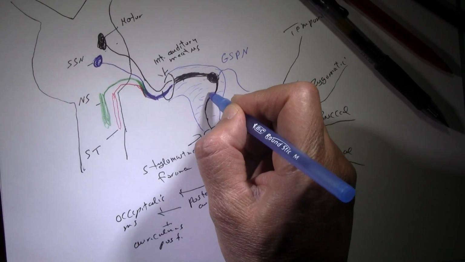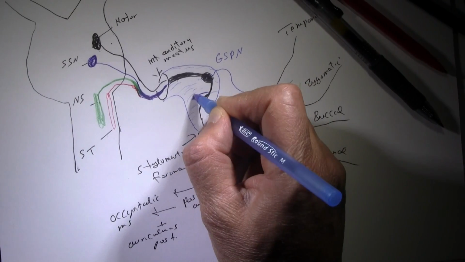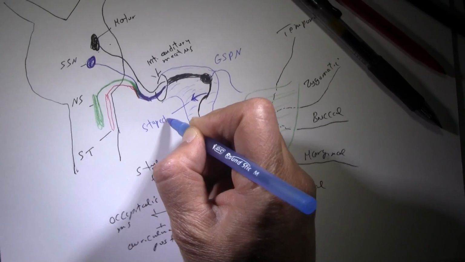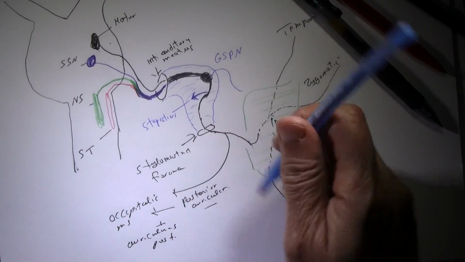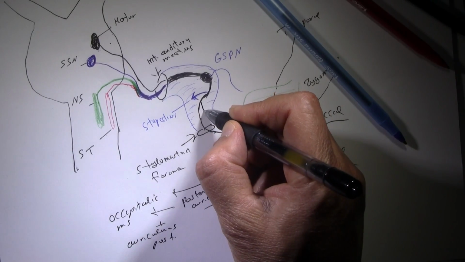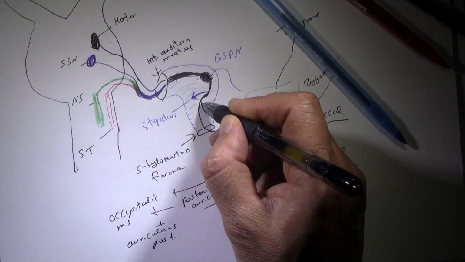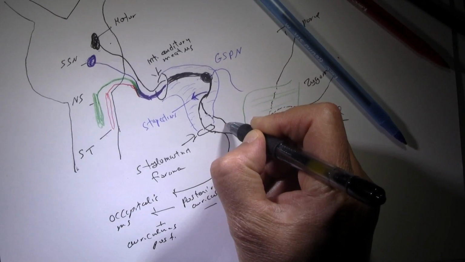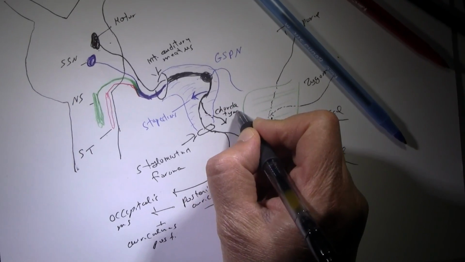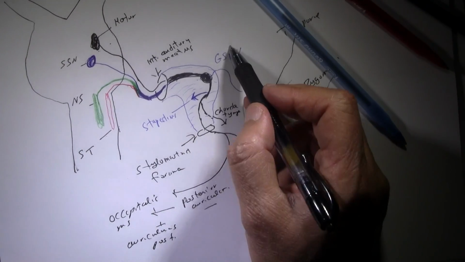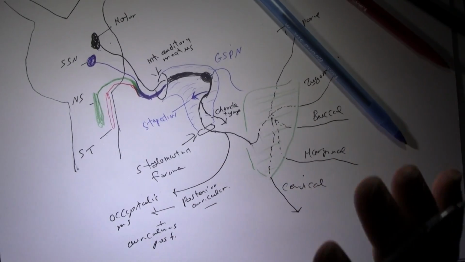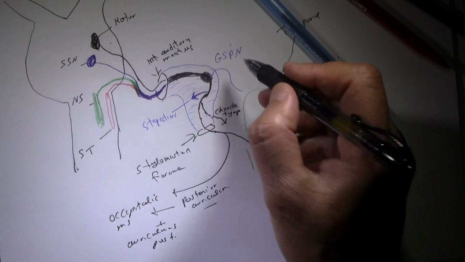Then the second one is going to a muscle. It's called the stapedius muscle. Nerve to stapedius. The last one comes a few millimeters above the stylomastoid foramen and comes out through the squamotympanic fissure. This is called the chorda tympani nerve. Chorda tympani.